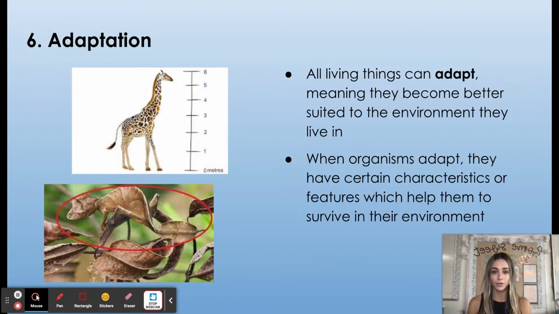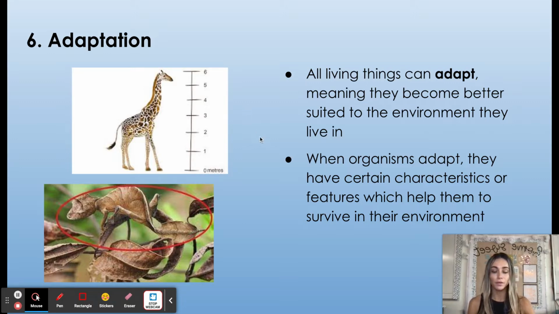Finally, the sixth characteristic is adaptation. All living things can adapt. This means they over time become better suited to the environment that they live in. When organisms adapt over time, they eventually have characteristics or features that help them to survive in their environment. You can see in the image here a giraffe and its height and the length of its neck, as well as this certain lizard who has developed camouflage to help him to survive better in his environment.